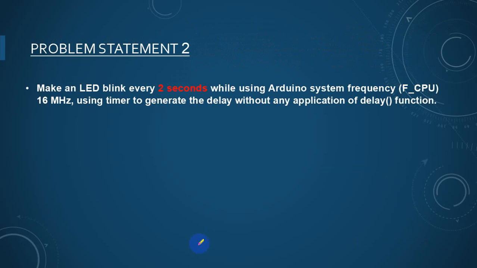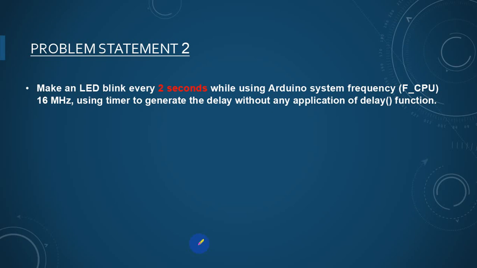Problem statement 2. Make an LED blink every 2 seconds while using Arduino system frequency 16 MHz, using a timer to generate the delay without any application of the delay function. Okay, now look at over here. Look at the problem statement. You need a 2-second delay. First question: which timer are you going to select now? Timer 0 or timer 1?